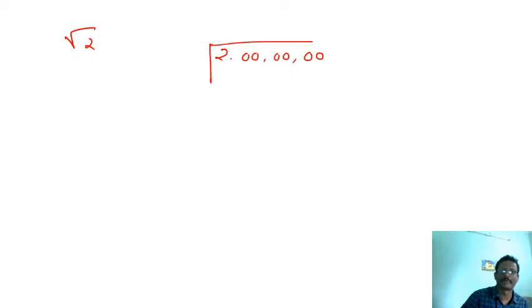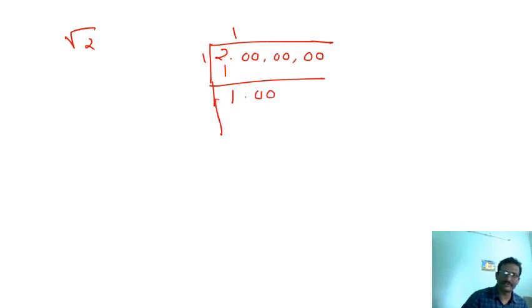Now here 1, here 1, because in 2 there is only one perfect square. What is it? 1. Write this and subtract. 2 minus 1 gives 1. Then take the next 2 zeros and write them.